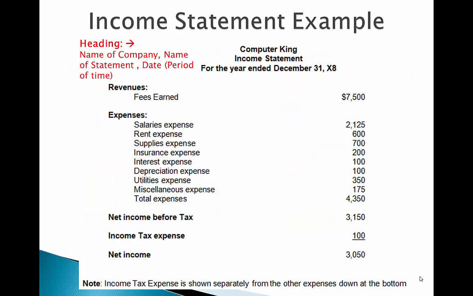The first statement is the income statement, and the income statement starts off with a heading. The heading has the name of the company, Computer King, the name of the statement, income statement, and the date, which is a period of time, for the year ended December 31st, XA. By the way, XA stands for just any random year, so it can be 2018, 2008, 2028. That's what we use in teaching.